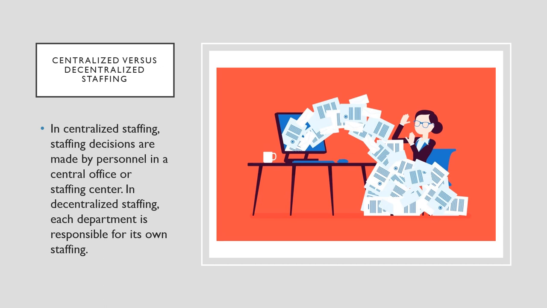What is the difference in centralized versus decentralized staffing? In centralized staffing, staffing decisions are made by personnel in a central office or staffing center. This may or may not be registered nurses, but the authoritarian should be a nurse to help carry out the day-to-day activities. In decentralized staffing, each department is responsible for its own staffing. The unit manager is responsible for covering all scheduled concerns. Decentralized scheduling and staffing lead to increased autonomy and flexibility, but centralized staffing is fairer to all employees because policies tend to be employed more consistently and impartially.